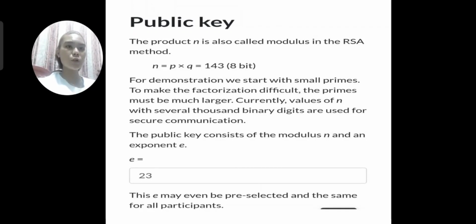For demonstration, we start with small primes to make the factorization easy. In practice, the primes must be much larger. Currently, values of n with several thousand binary digits are used for secure communication. The public key consists of the modulus n and an exponent e. e is equal to 23. This e may even be preselected and the same for all participants.